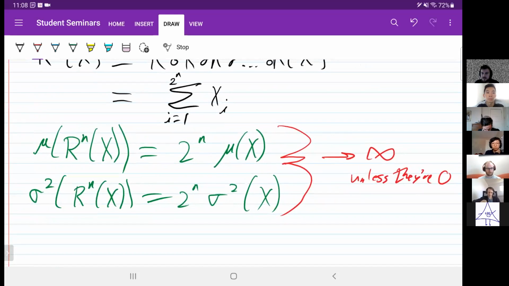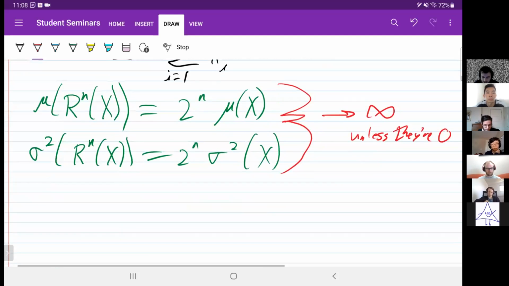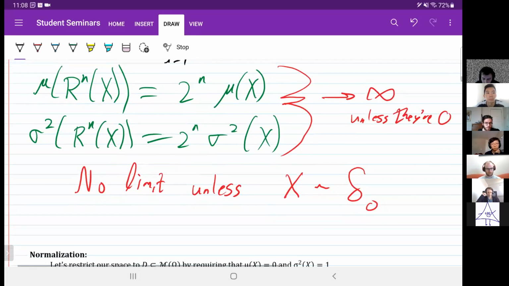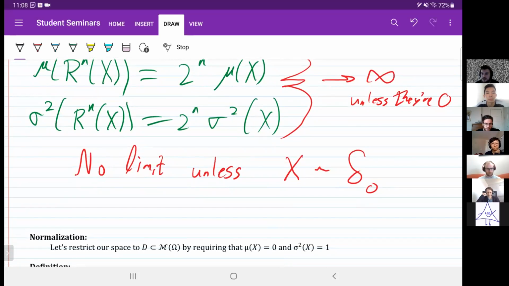And so my space of random variables had finite mean and variance. And so what we can tell immediately from this is that there is no limit unless both are 0. And if both are 0, our probability distribution is a delta function at 0. So this is not the most interesting operation. If I apply rescaling a whole bunch of times, I'm just generating so many random variables that I basically instantly go to infinity, which is not interesting. So what we need to do is introduce some kind of normalization into this space.